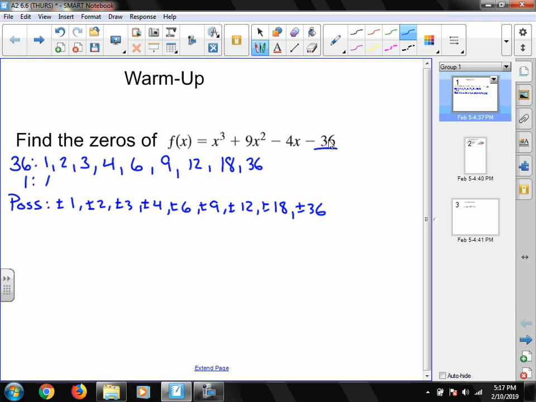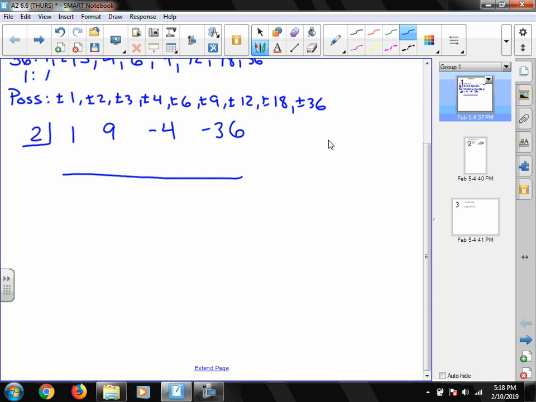Really just taking a peek here. I'm going to check 2. So I'm going to write 1, 9, negative 4, negative 36. Drop your 1 below the line. 1 times 2 is 2. 9 plus 2 is 11. 11 times 2 is 22. 22 plus negative 4 is going to give me a positive 18. And times 2 is 36, which gives 0.